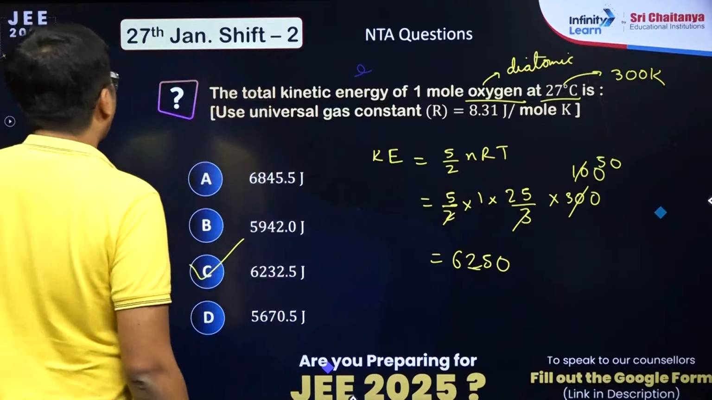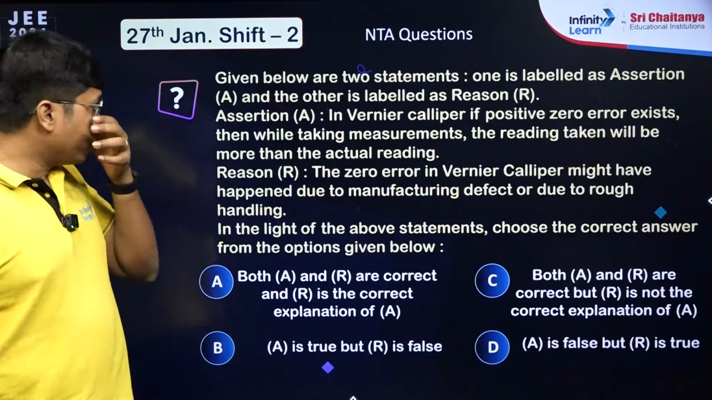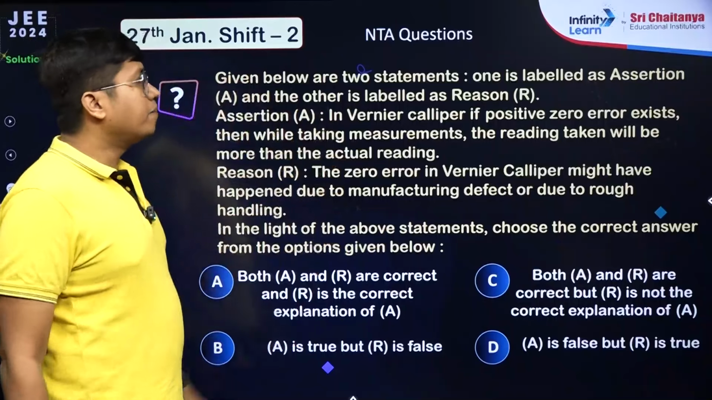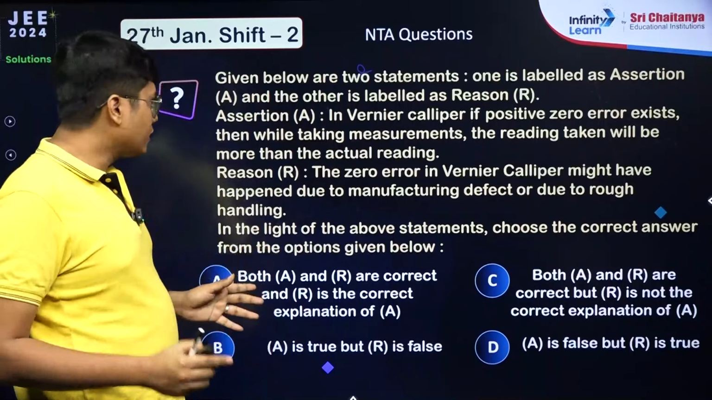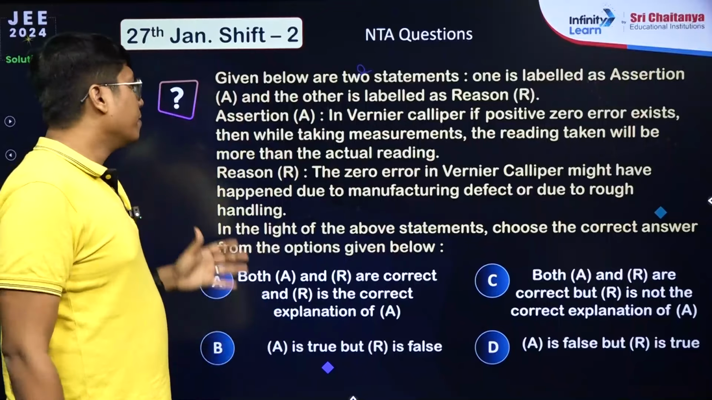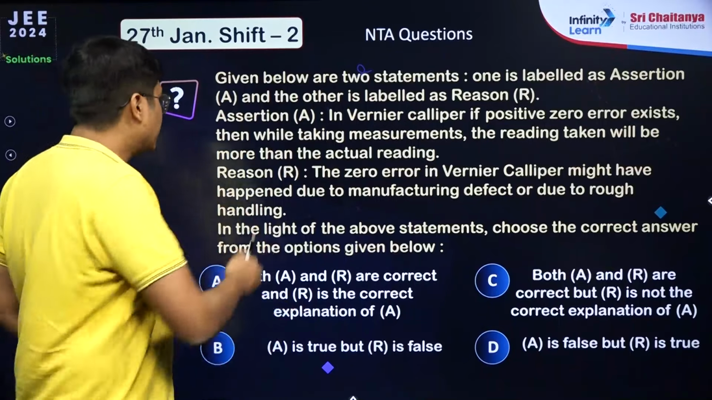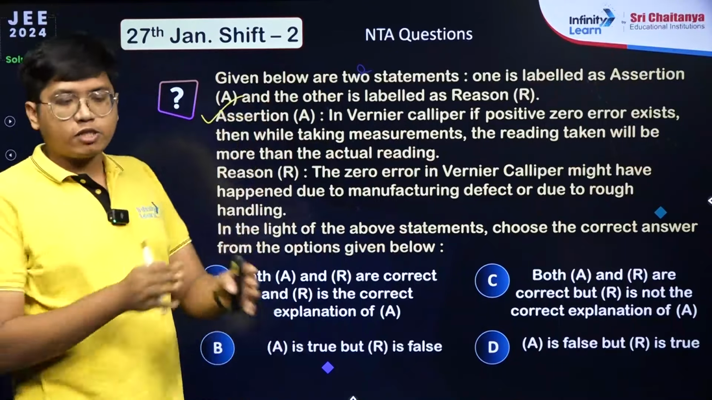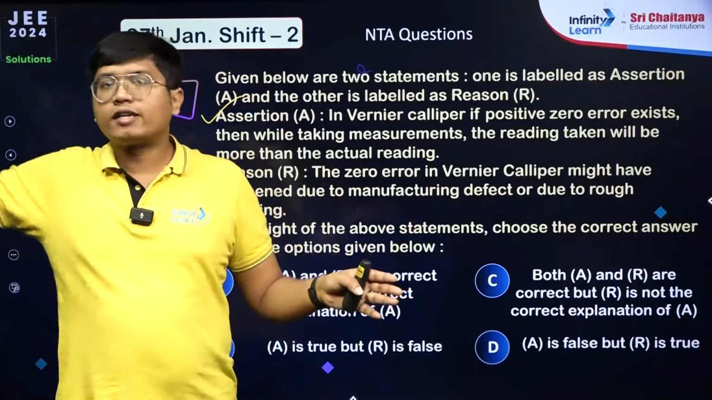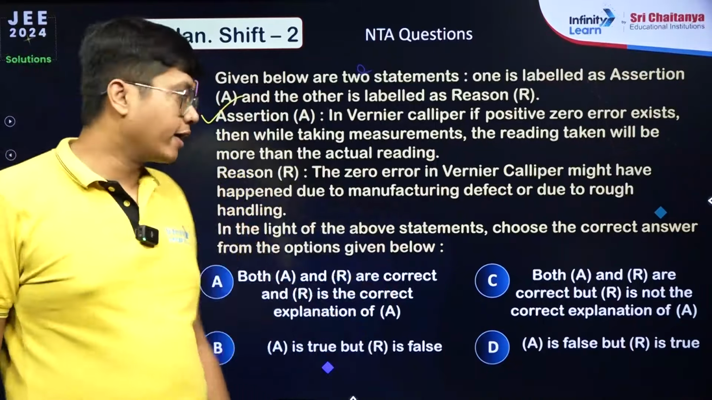Okay. How about the next one? It says given below are 2 statements, one is assertion, one is reasoning. In Vernier caliper, if a positive zero error exists, then while taking the measurements, the reading taken will be more than the actual reading. That is correct, because positive zero error means you're already starting a little later. So you'll even push a little further on the other side. So you'll get a higher reading.